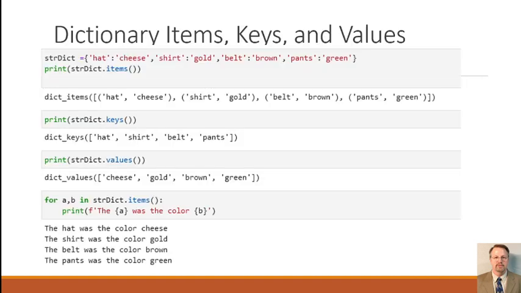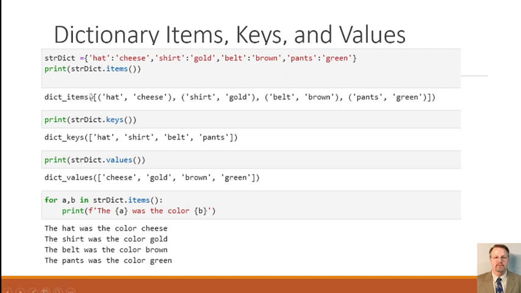Okay, so here are the dictionary items, keys, and values. There are three terms to use here: items, keys, and values. Here's a dictionary: hat, cheese, shirt, gold, belt, brown, pants, green. Anytime you see hat, cheese, think of the Green Bay Packers. They've got the cheese hats, right? I'm from Wisconsin originally, so I'm going to go with this Green Bay Packer theme. So this is the pair: hat, cheese, shirt, gold, belt, brown, pants, green. So we've got our green and gold.